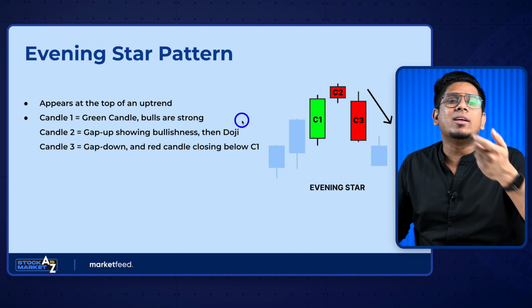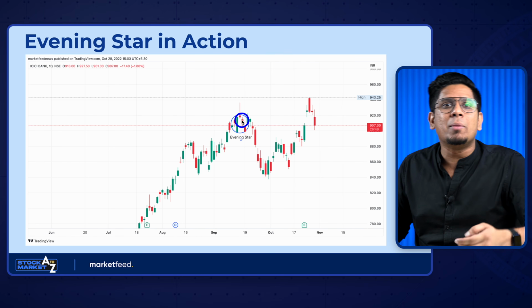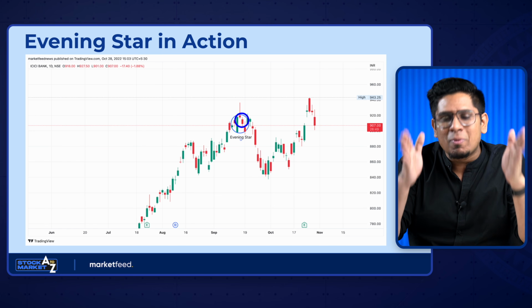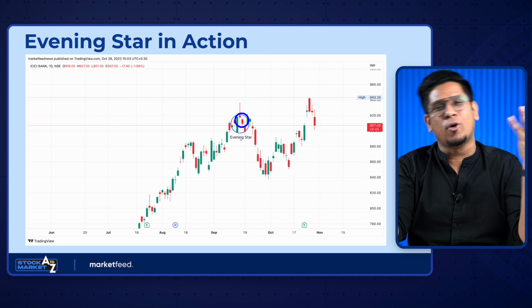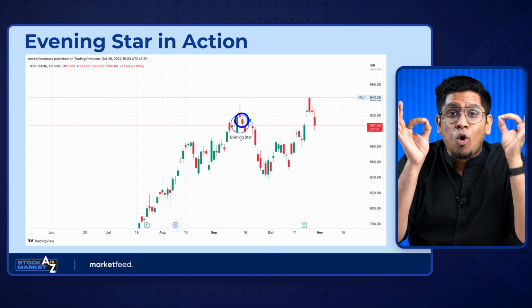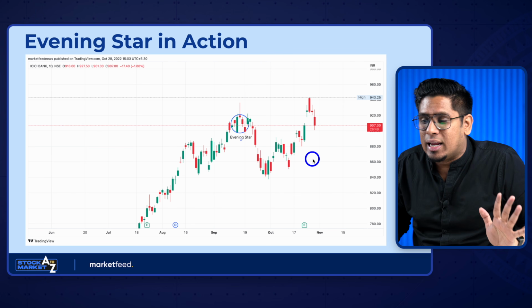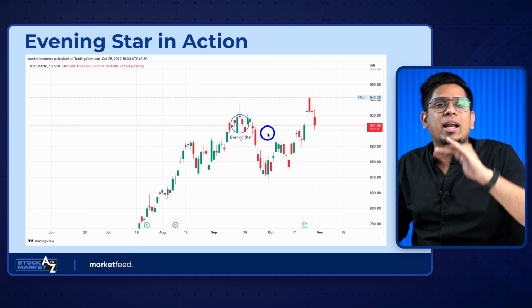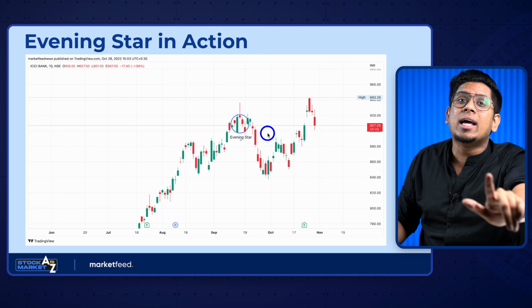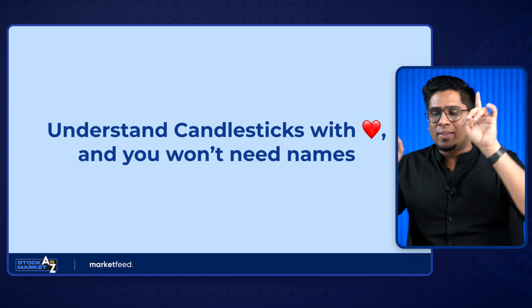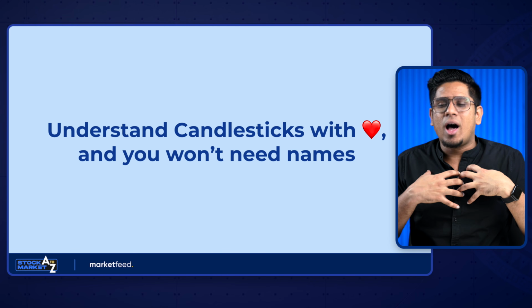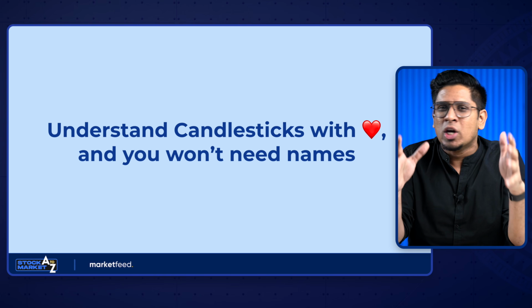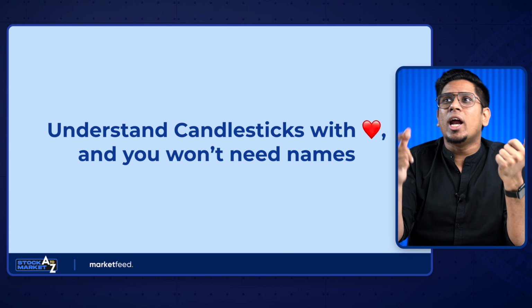We learned that evening star is a 3 candlestick pattern, but now I am showing you an example of a 4 candlestick pattern. That is where, my dear student, I am saying that it doesn't matter if it is a single candlestick, 2 candlestick, 3 candlestick, 4 candlestick, 5 candlestick pattern. What you have to understand is what the candles are telling you. Right? That is what you have to understand. And the day you start understanding that, you'll become a good trader, you'll start making money. And that is how I would end today's class. Understand candlesticks with your heart, and then you wouldn't need names, you wouldn't need theory. You'll start understanding what charts are telling you.